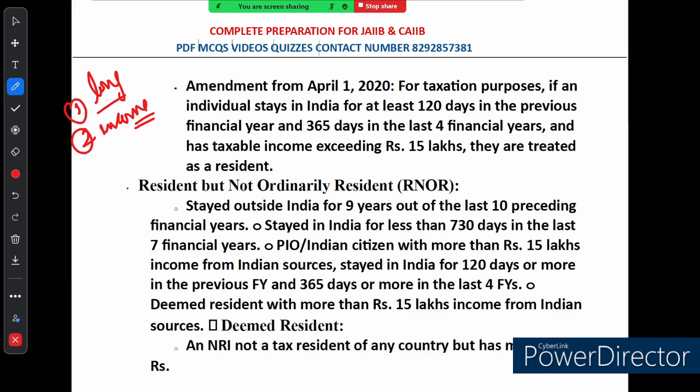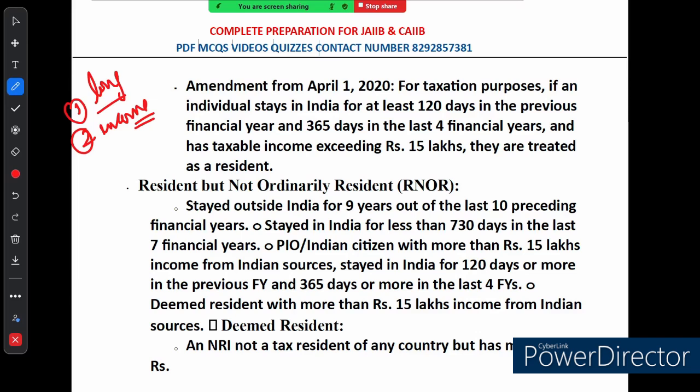So now let's talk about RNOR. What is RNOR? Resident but not ordinary resident, and deemed resident. We will explain each and every concept related to it. In the last slide we talked about how someone is classified as a non-resident Indian or NRI and the tax implications based on their stay in India.